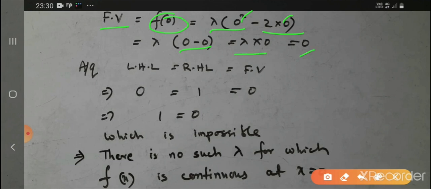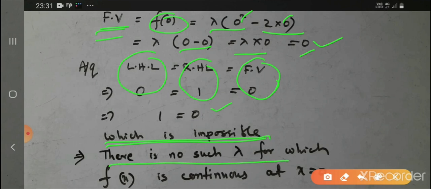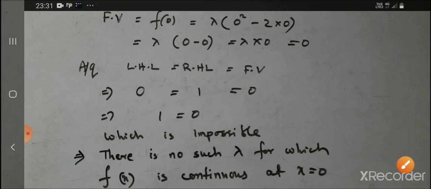So here what you got? The left hand limit is 0. Right hand limit is 1. And function value is 0. You see here you got the function value 0. So these three are not equal. So 1 will never be 0. So this is one of the impossible situations. So there is no such lambda for which f of x will be continuous at x equal to 0. So this is a very simple thing.